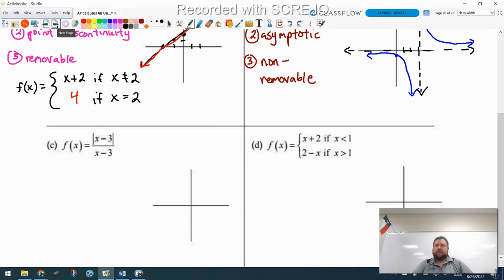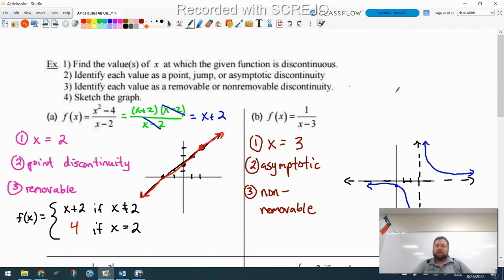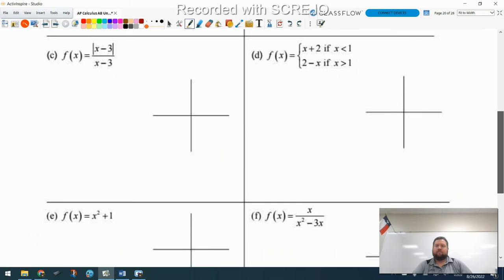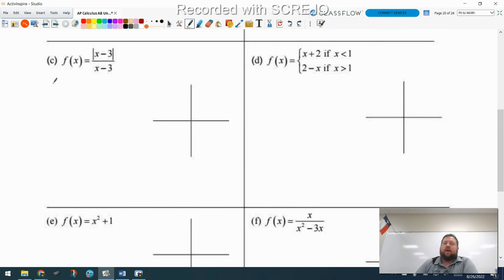All right, this next one is our signum function. Again, this has a denominator, so it has a discontinuity at x equals 3. The type, though, is a little confusing. Are we allowed to cross these out to make a whole? Not exactly. Is it an asymptote? Again, no, not really. So let's do the graph over here first, and then we'll come back and fill in the rest.